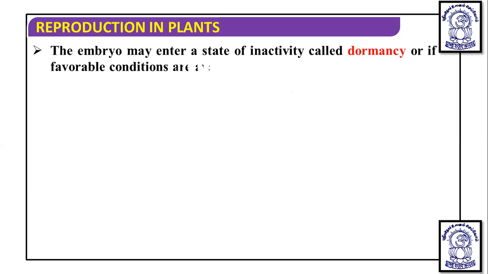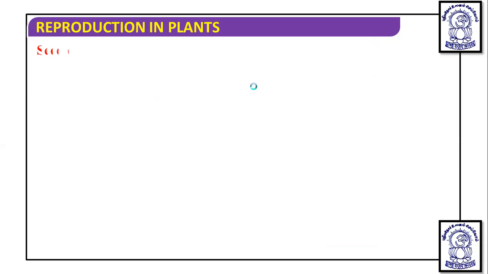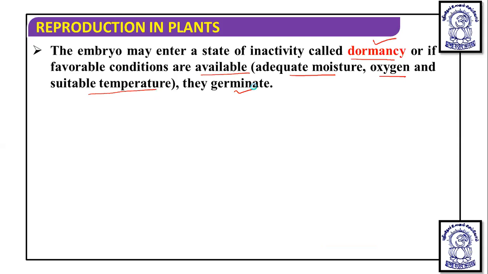The embryo may enter a state of inactivity. Sometimes what happens is the embryo does not germinate and remains inactive, and that state of inactivity is known as dormancy. So this is what we can call dormancy. Or if favorable conditions are available, adequate moisture, oxygen and suitable temperature, they germinate. Okay, so this is dormancy.